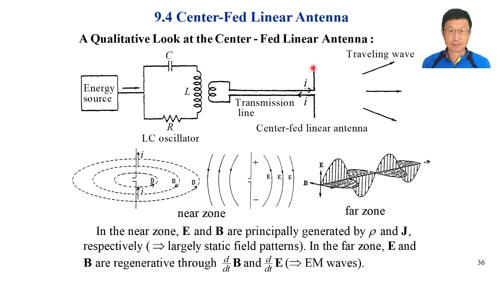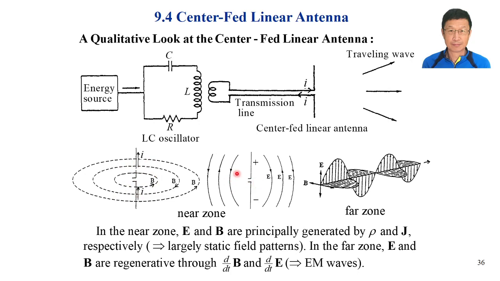So the current will be AC current in this direction or in this direction. So it's a center-fed linear antenna, and this antenna will generate radiation. You can imagine in the near zone, current will flow in this direction or in this direction, oscillating as a sinusoidal current source. If we have a changing current source, we will generate a magnetic field in this direction or the opposite direction, clockwise or counterclockwise.